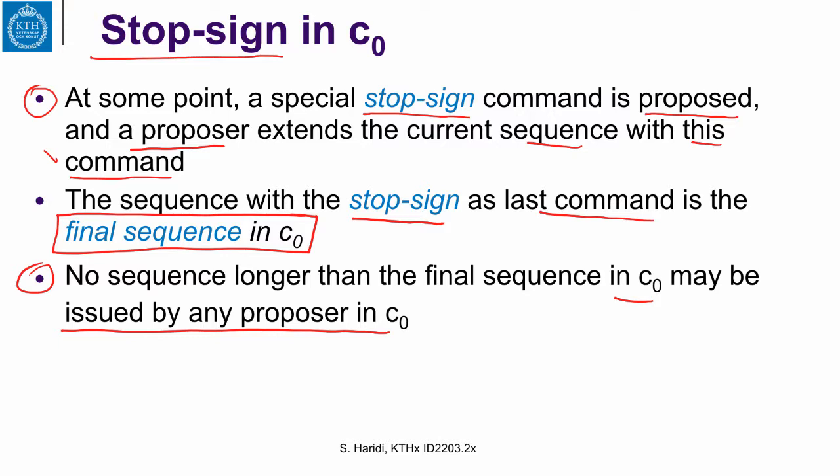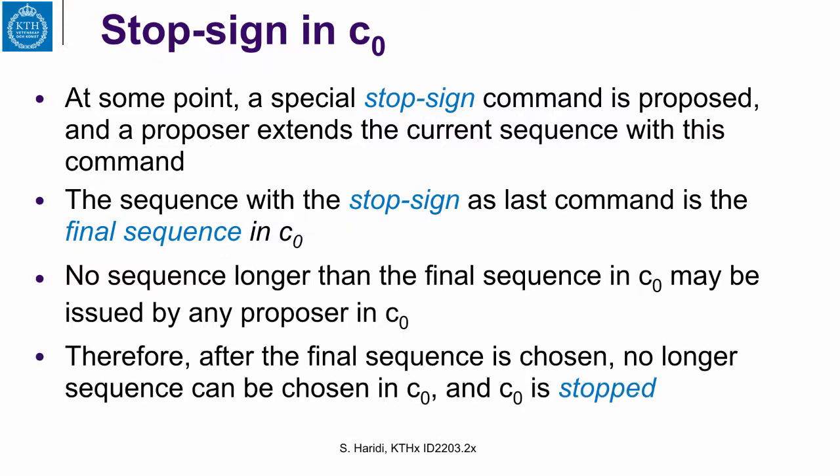And if that leader dies, another takes over, and it sees that the last command is a StopSign command, it will also behave in a similar way. So therefore, after the final sequence is chosen, no longer sequence can be chosen in C0. So after the final sequence is chosen, we just seal this configuration, and we call this configuration a stopped configuration. So let's just see here in an example.